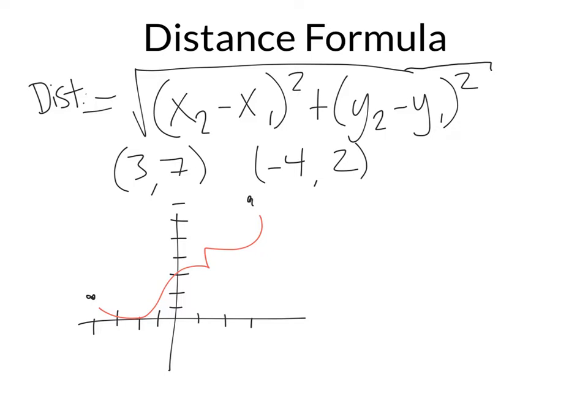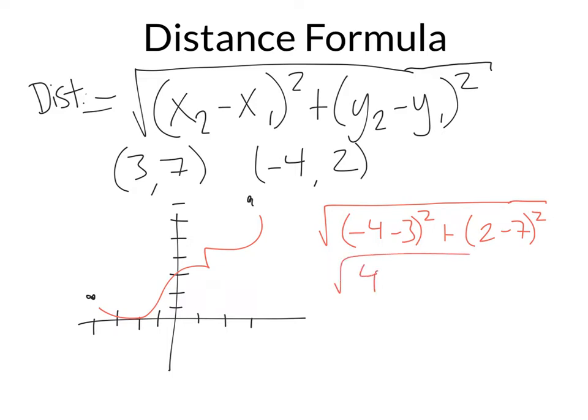So if I plug that in, just plug and chug, our x's, you subtract them, -4 minus 3, and then our y's, 2 minus 7. Well, that would be -7 squared is 49, plus, let's see, we got 2 minus 7 is -5 squared is 25. Okay, so then we have 49 plus our 25, and we end up getting 74.